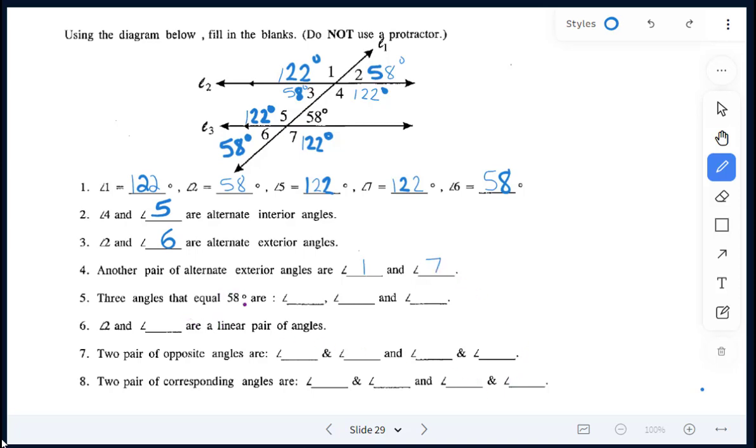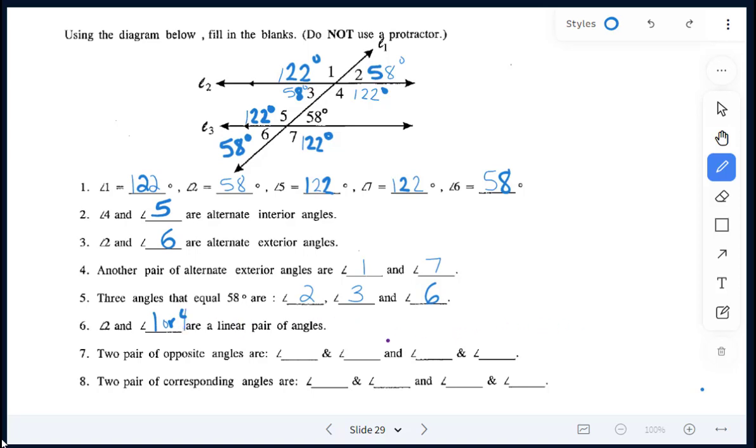Three angles that equal 58 degrees: angle 2, angle 3, and angle 6. Next question. Angle 2 and another angle are a linear pair of angles. So here is angle 2. We can use angle 1 for that linear pair to make that straight line, but you could also use 4. So it could be 1 or 4 for a linear pair of angles.